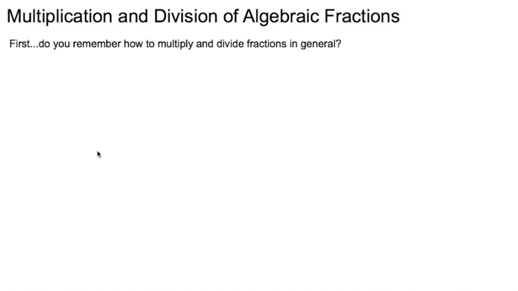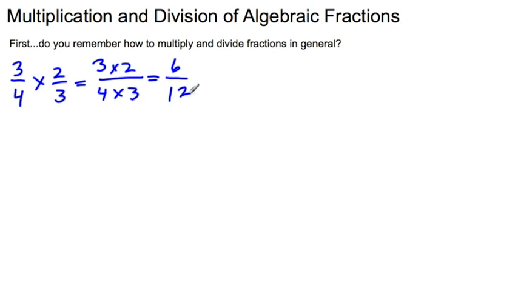Let's talk about the multiplication and division of algebraic fractions. But before we do, let's first talk about multiplying and dividing fractions in general. So let's start with something like 3/4 times 2/3. When you're multiplying fractions, remember you just multiply the numerator straight across over the denominator straight across.